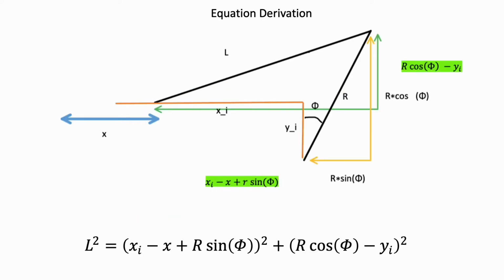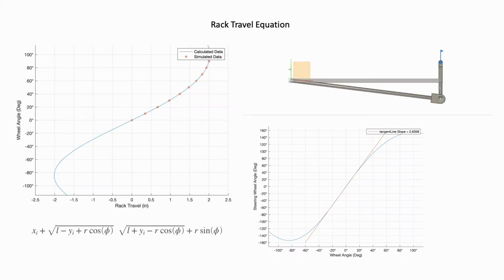We used a form of the Pythagorean theorem to get an equation for the steering rack travel as a function of the wheel angle. We were able to plot the rack travel versus the wheel angle. We then simulated a similar joint motion and captured data points in 10-degree intervals. Overlaying the two data sets allowed us to validate that our equation was correct. We then plotted the steering wheel angle versus the wheel angle. A first-order linear approximation was calculated to determine the steering ratio for relevant steering wheel angles.